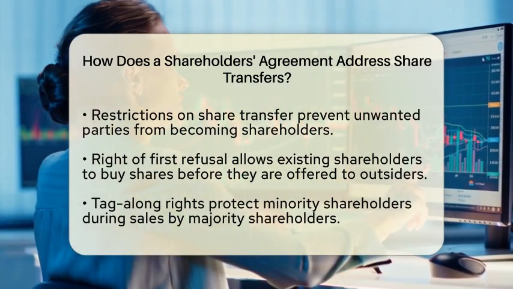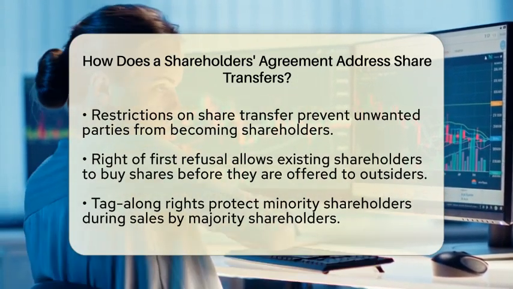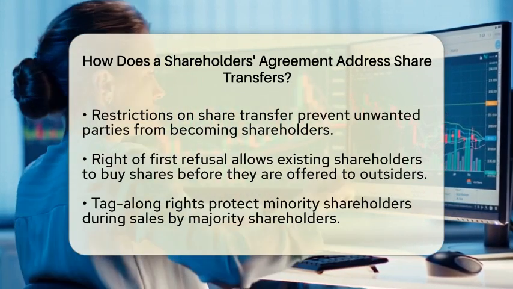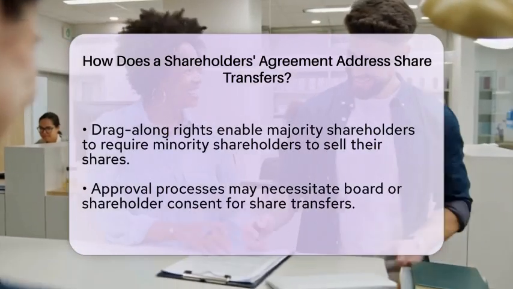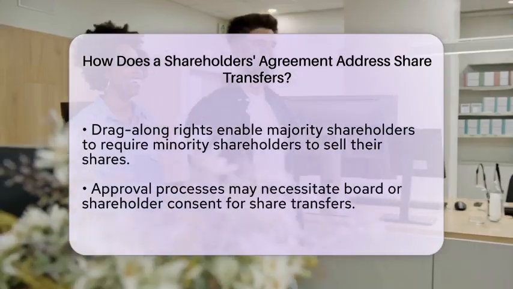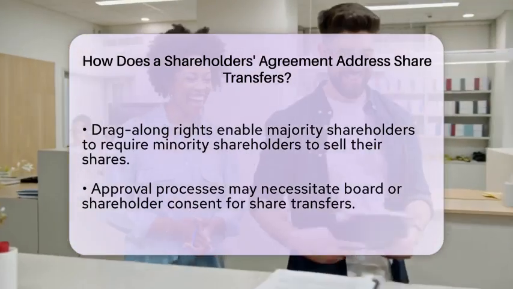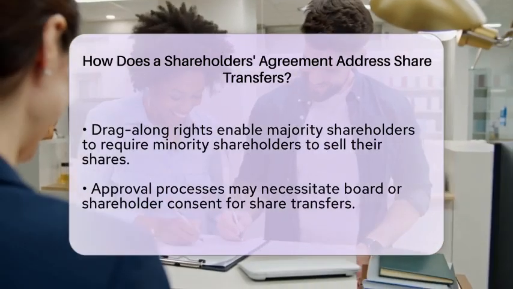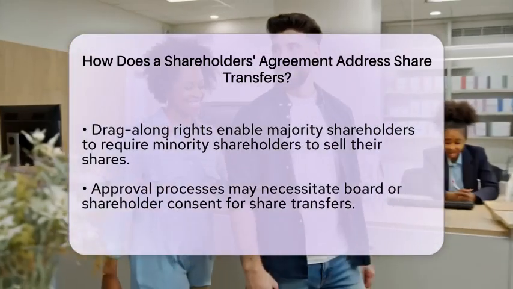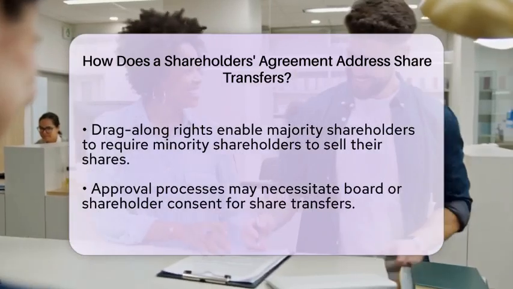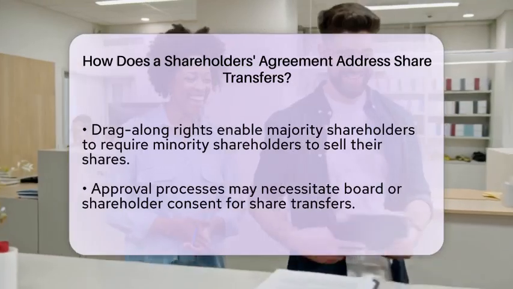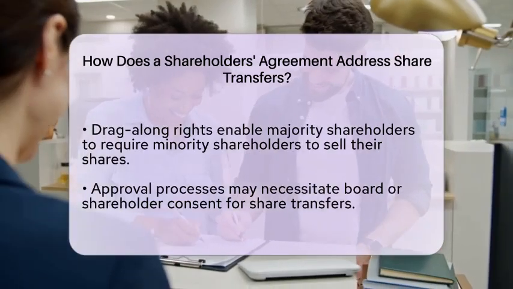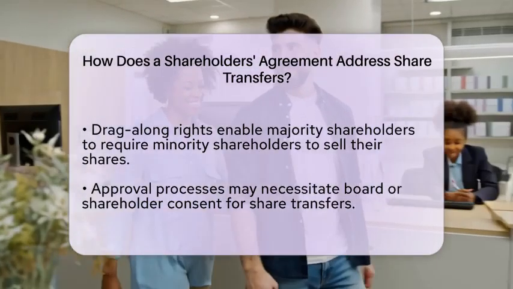Additionally, tag-along and drag-along rights play a significant role. Tag-along rights protect minority shareholders by allowing them to join in a sale if majority shareholders sell their shares. Conversely, drag-along rights enable majority shareholders to compel minority shareholders to sell their shares if a buyer is found, facilitating smoother exits.